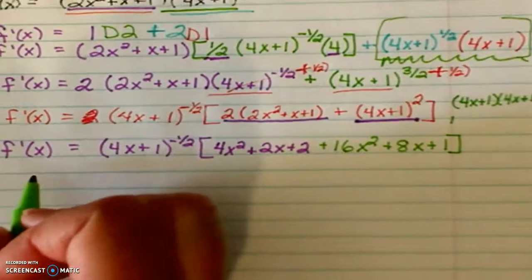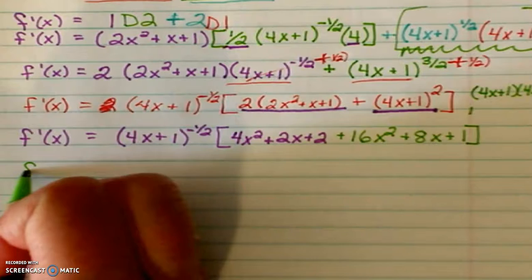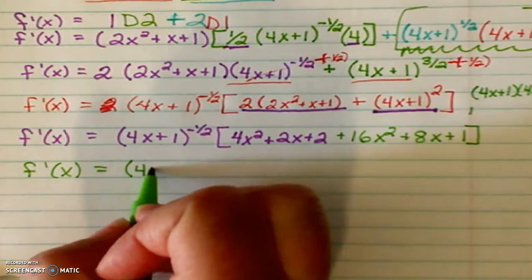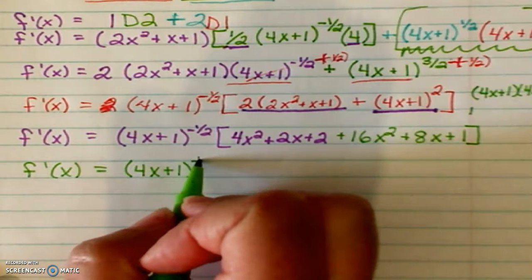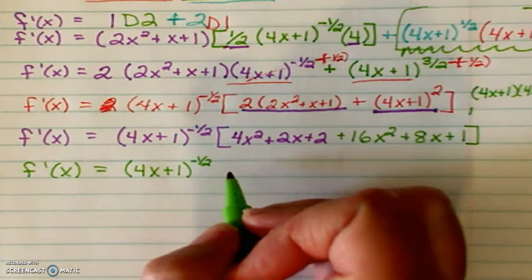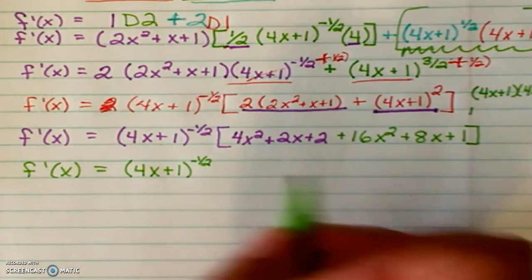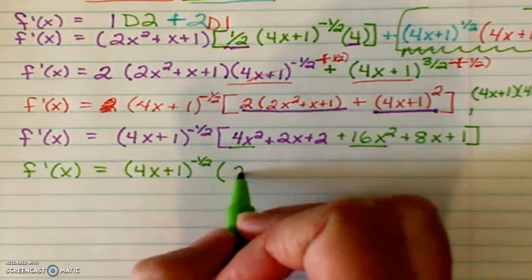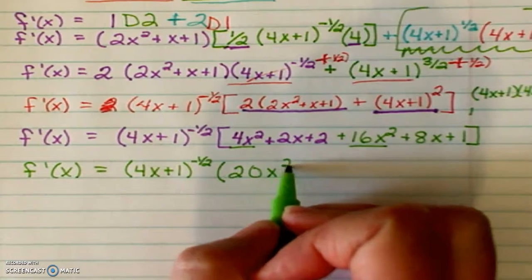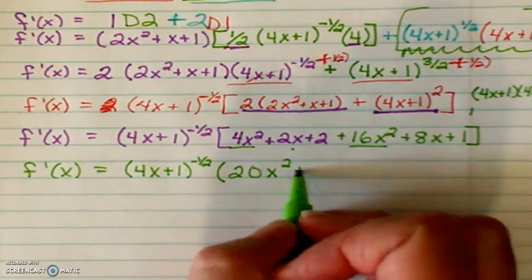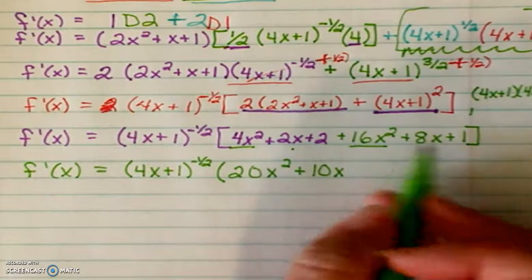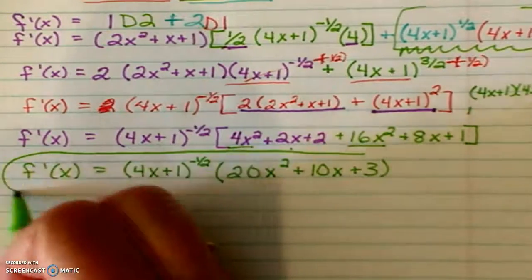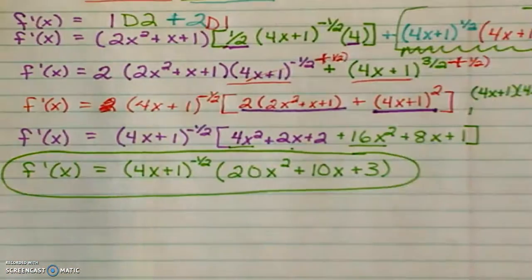Now we just want to group what's in the brackets together. So my first derivative using the product rule is going to be 4x plus 1, that quantity raised to the negative 1/2 power. And then the bracket, we're going to group like terms together. So you have 16x squared and 4x squared to give you 20x squared. Then you have 2x and 8x, which is 10x. And 2 plus 1 is 3. So this is the first derivative using that product rule.